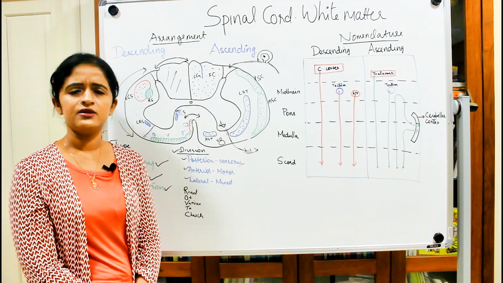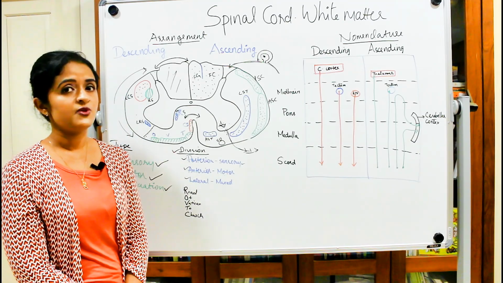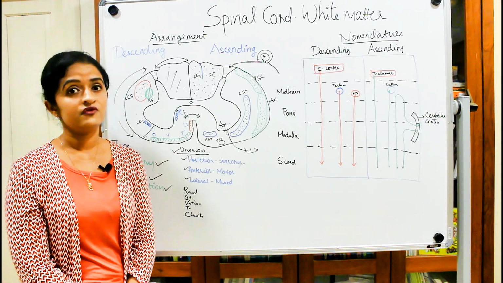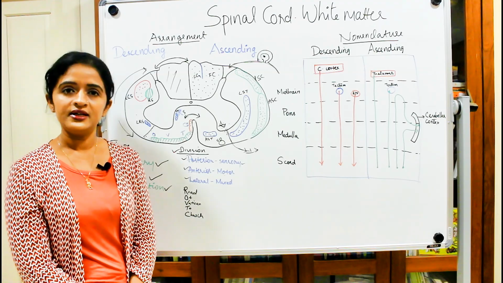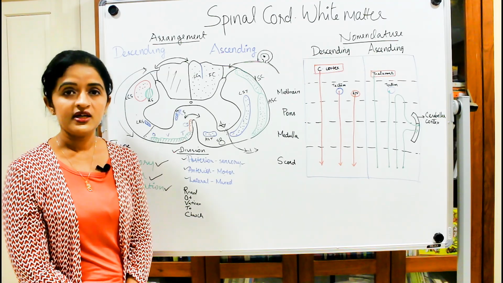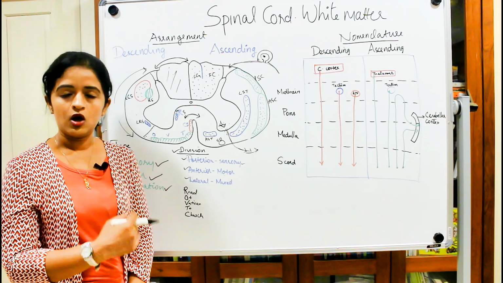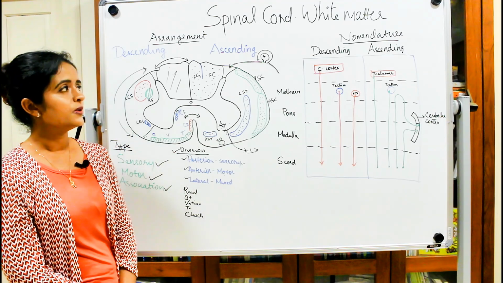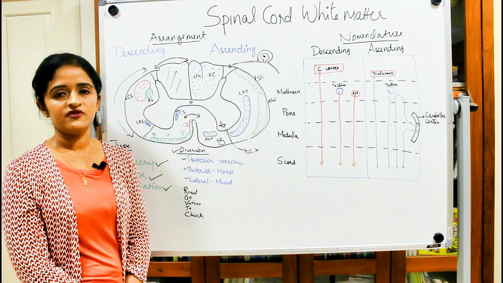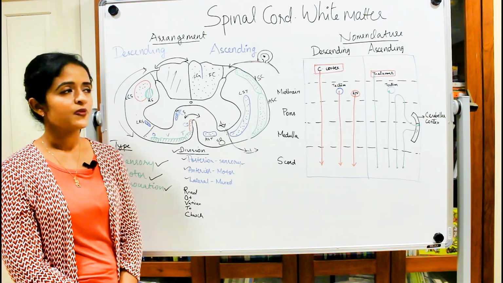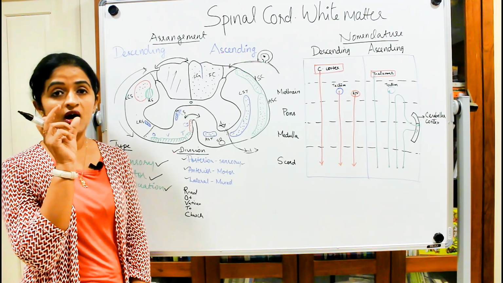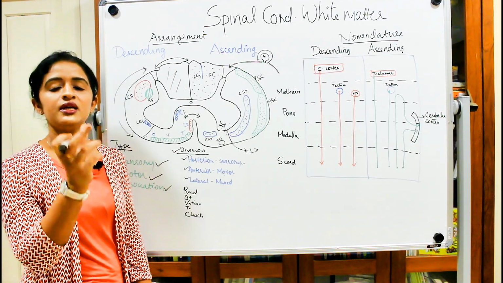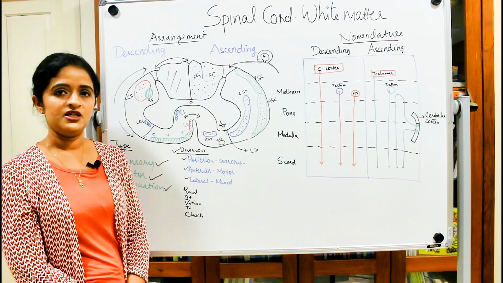Sometimes the nerve tract is also called lemniscus, especially in the brain stem, and you will also come across another term known as fasciculi. All these are bundles of nerve fibers which have a common origin, a common course and a common point of termination. When we talk about the nomenclature of the spinal tracts, it's very easy. The first half of the name will be the point of origin and the second half will be the point of termination.